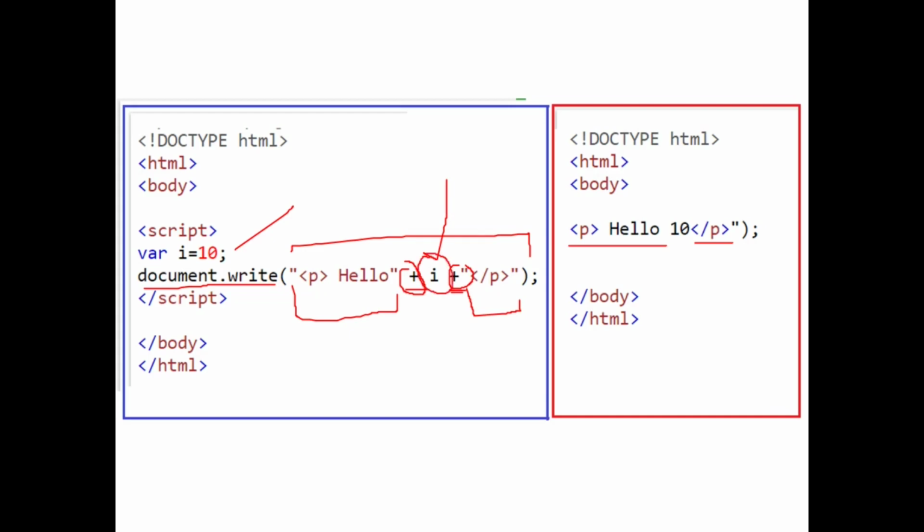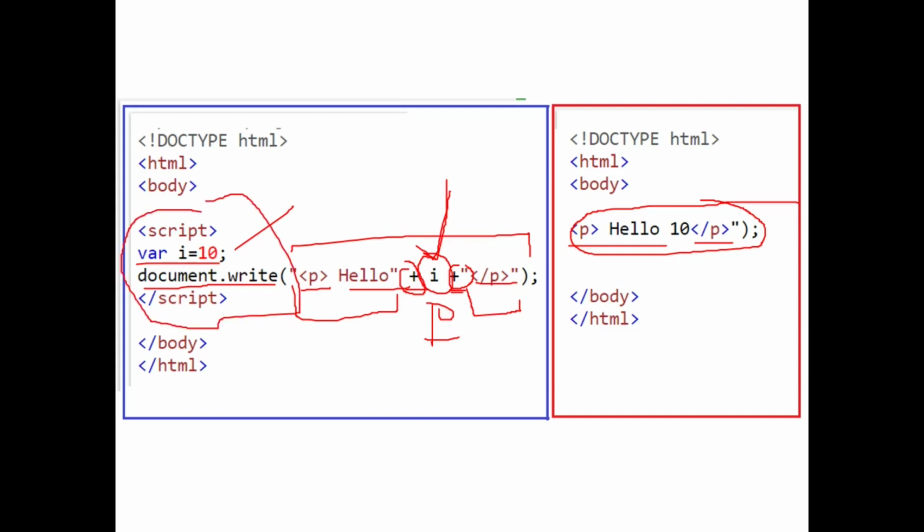Your JavaScript considers this as a variable i and replaces its value 10. So it altogether becomes <p>Hello 10</p>. That's what is embedded inside the HTML code. So let us remind ourselves that the document.write function writes the string inside HTML code. Whenever you execute JavaScript, the entire JavaScript gets replaced by the output of the code you have written inside the JavaScript.